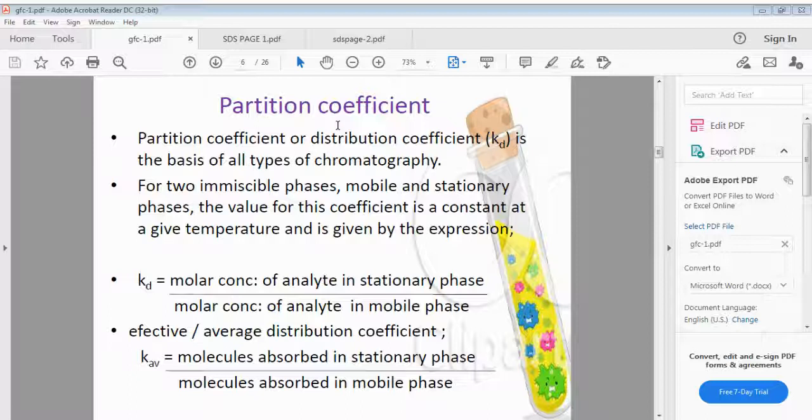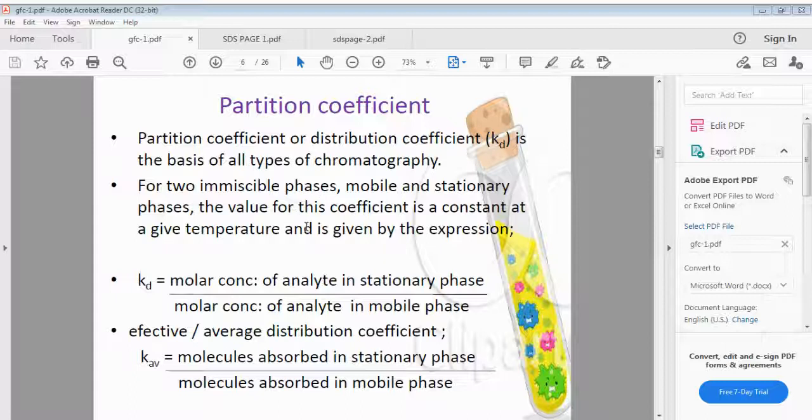That is very, very important. I told you, the smaller molecules are partitioned onto the gels of the stationary phase, whereas the larger molecules are present in the mobile phase. That is how they get separated, because there is no affinity, only because of the exclusion or the filtration property. For the two immiscible phases, the mobile and the stationary phase, that is, they are not soluble with each other.